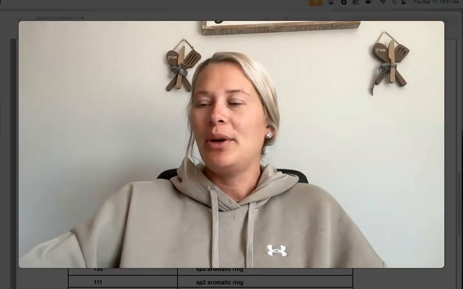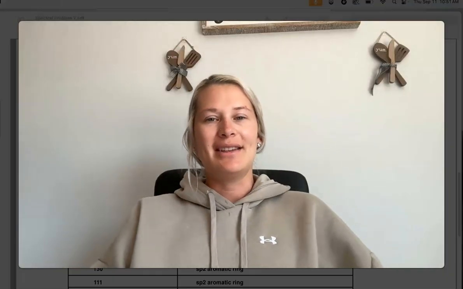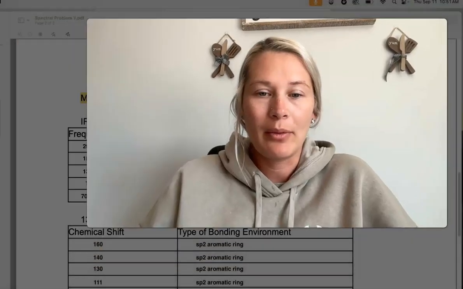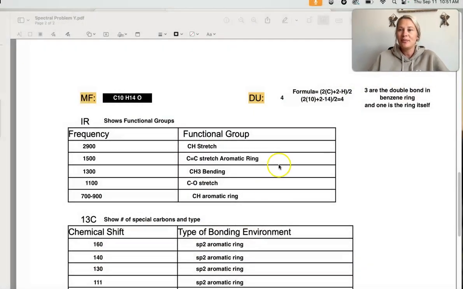In group 21, we were assigned C10H14O. I'm going to minimize my screen so we can go over what that looks like. Okay, so again, my formula is right here that I was given.